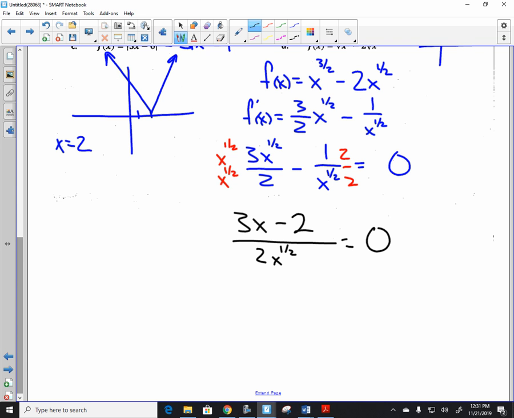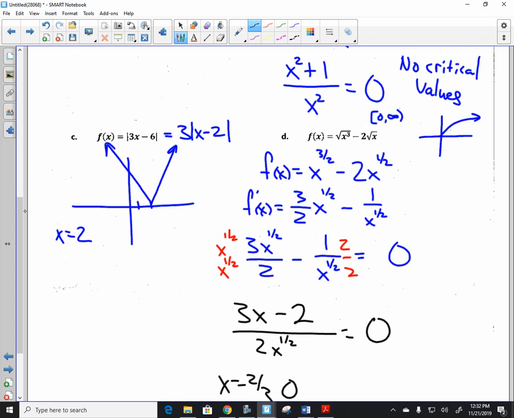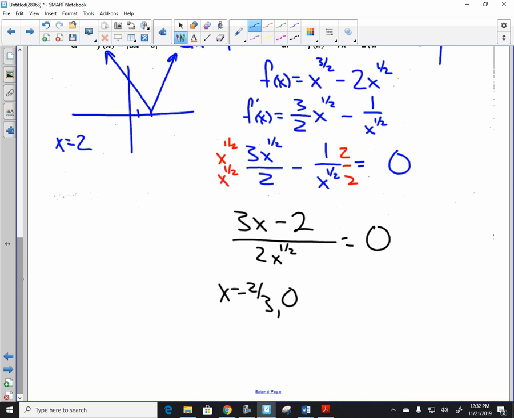Very good. Let's consider it. Where is it equal to 0 in the numerator? 2/3. Is 2/3 part of the domain? Yep. Where is it equal to 0 in the denominator? What would you plug in to get 0 in the denominator? 0. Is 0 part of the domain? It was, right? If you look at the original one, we got 0 to infinity, it's including 0. So it looks like that's where it has critical values.